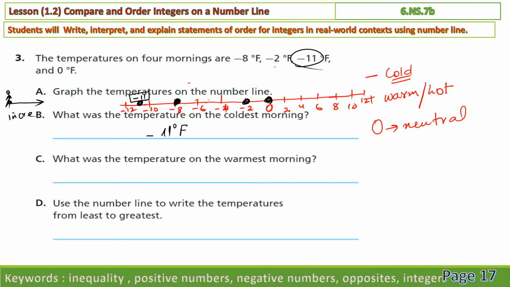What was the temperature on the warmest morning? You can see that 0 is the warmest morning, 0 degrees Fahrenheit.